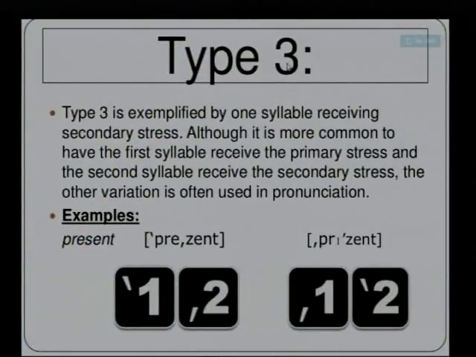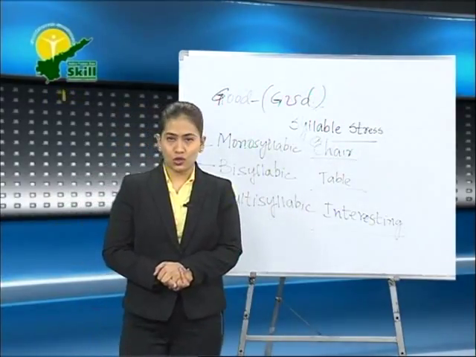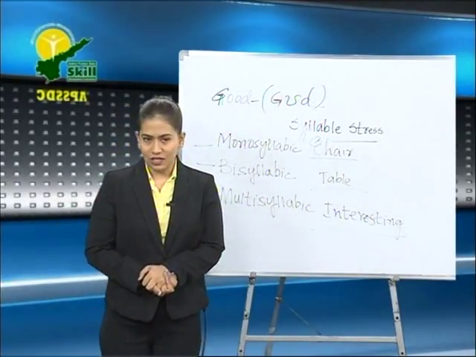Type 3. Type 3 is exemplified by one syllable receiving the secondary stress. Although it is more common to have the first syllable receive the primary stress and the second syllable receive the secondary stress, the other variation is often used in pronunciation, like we just discussed. There are certain words that can receive a secondary stress as well, and hence they give out different meanings.